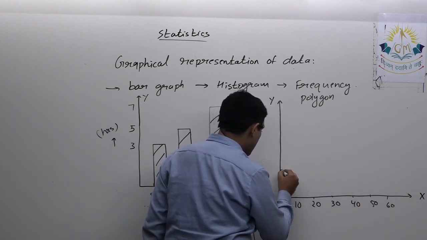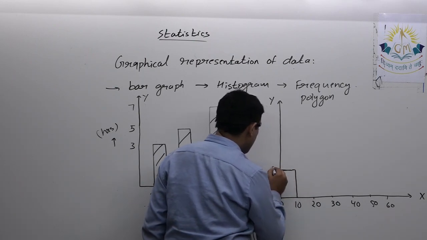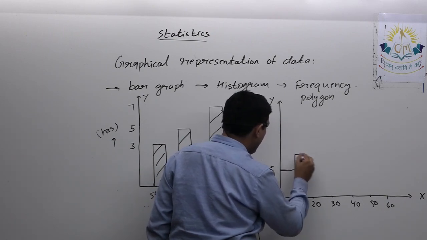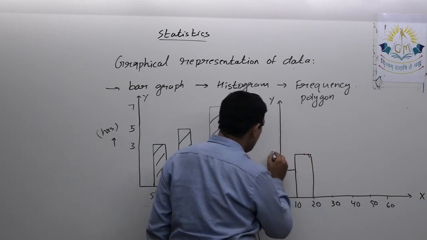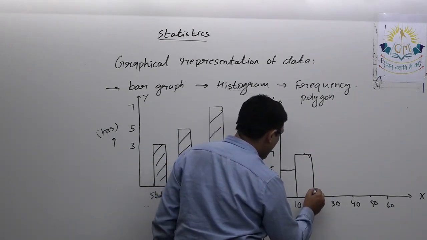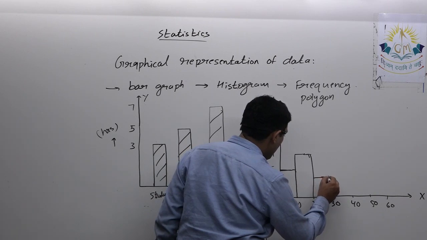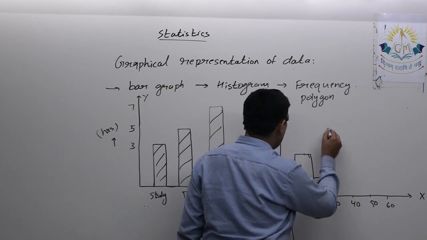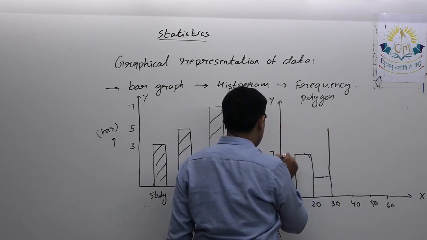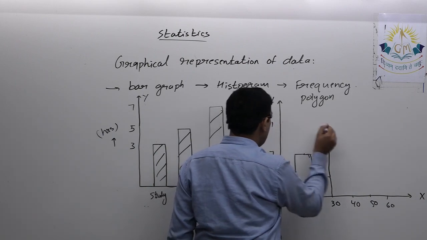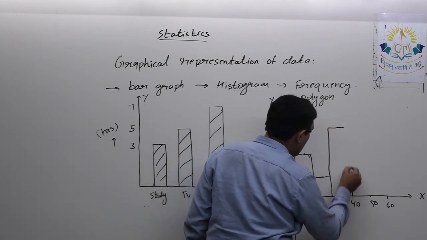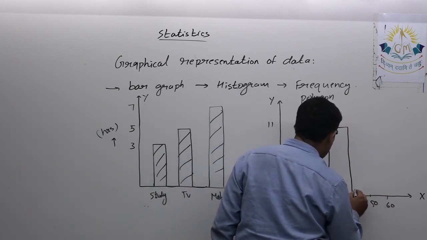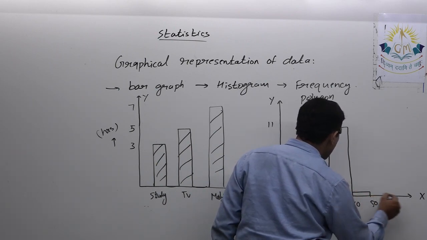Suppose between 0 to 10 there are 5 students. Between 10 to 20, for example, I am taking 7 students. Between 20 to 30, let there be only 4 students. Between 30 to 40, suppose there are 11 students. I am just giving an example of how to represent a histogram. Now 40 to 50 there is only one student, and 50 to 60 no student.